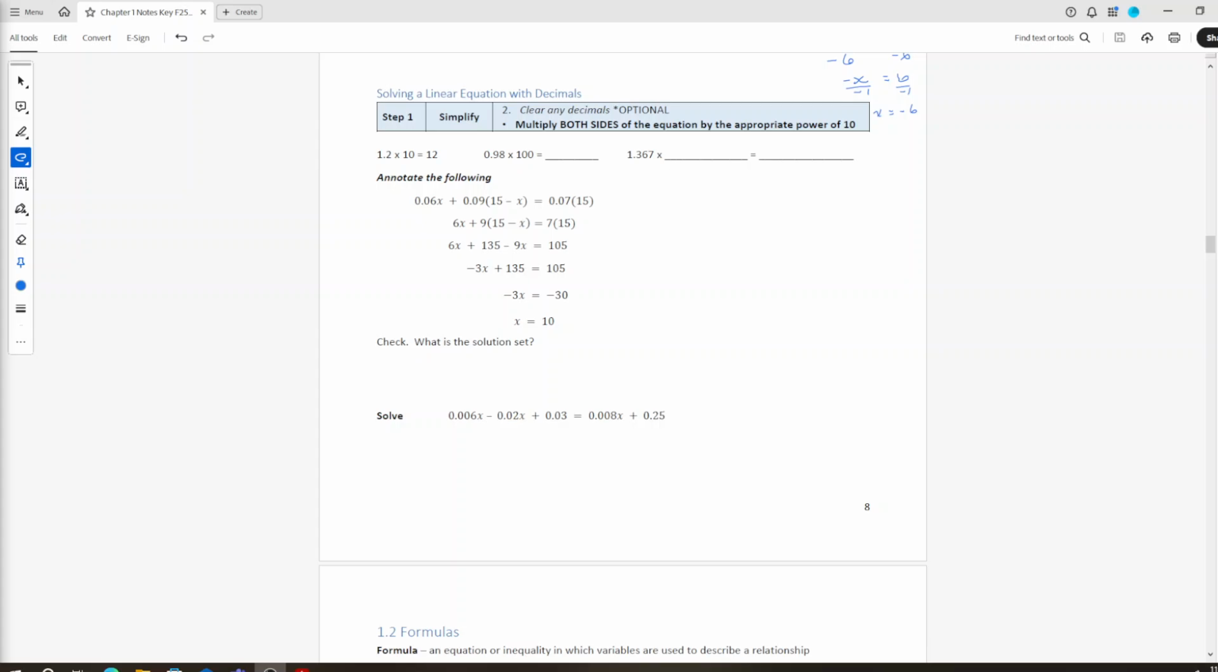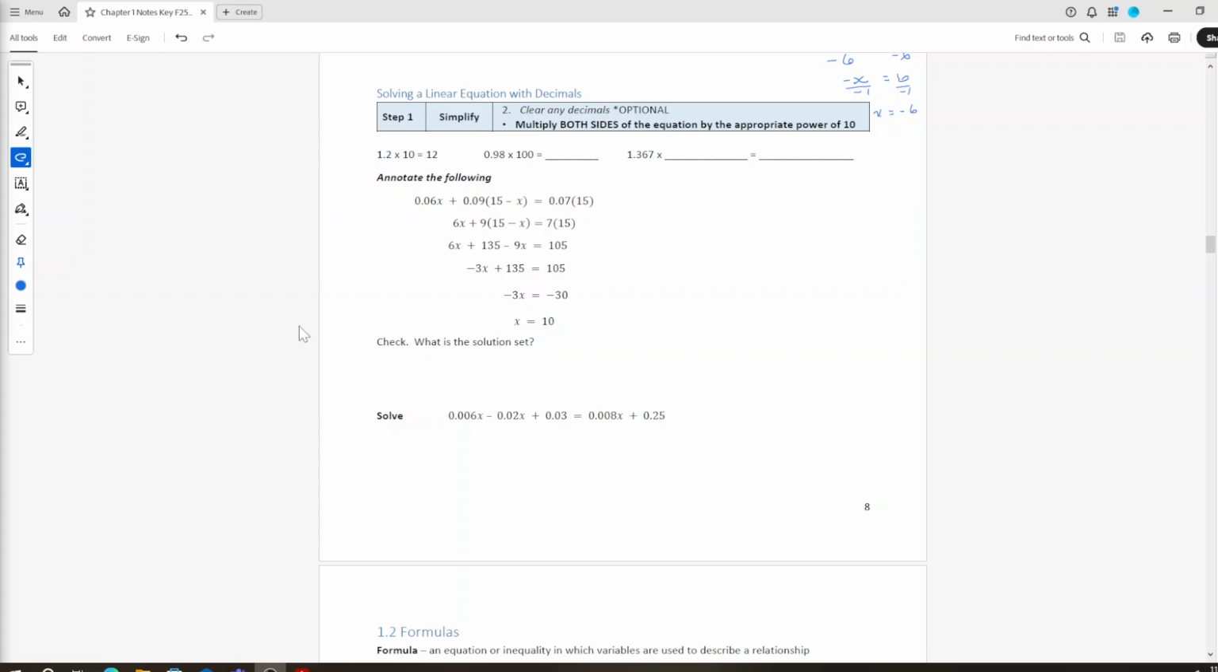All right, finally, we are at the last video for 1.1. So we're moving off from solving a linear equation with fractions to solving a linear equation with decimals. And again, this is step one where it says to simplify.